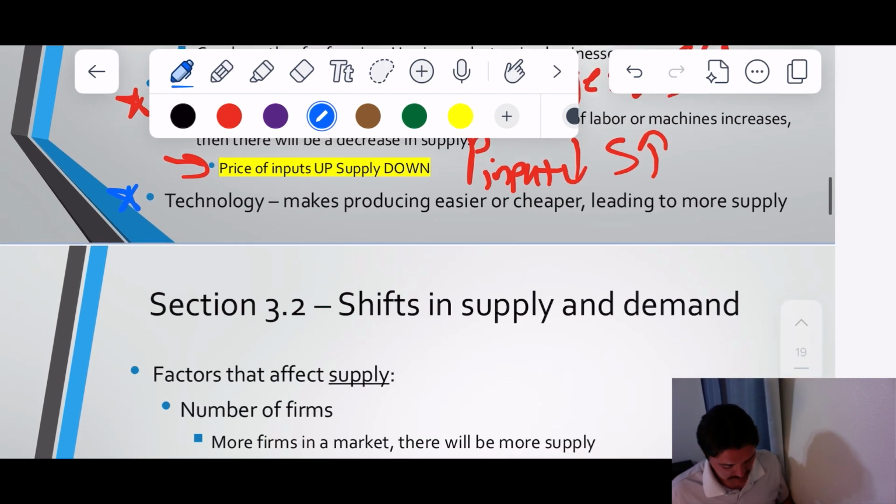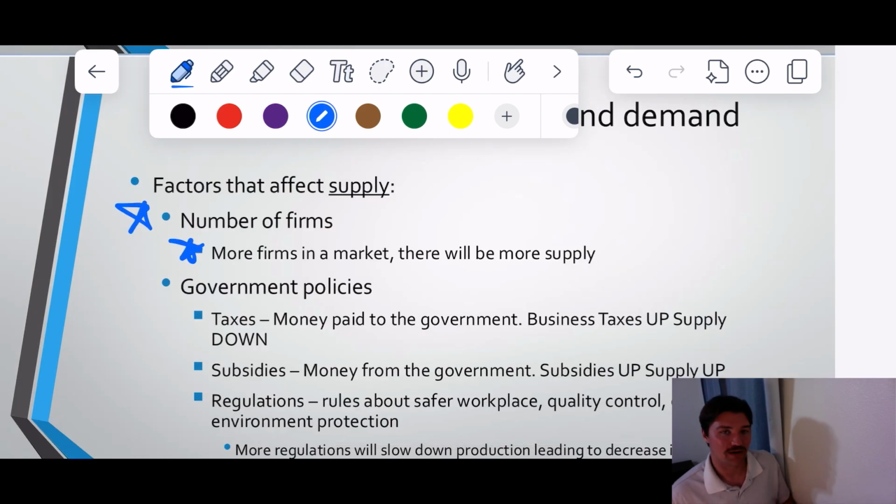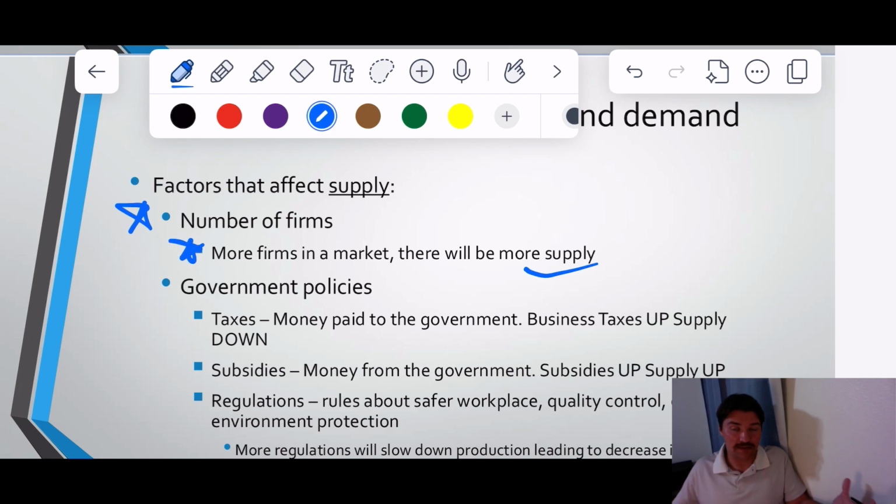Number of firms obviously does affect the supply. If there are more coffee shops in your town, guess what? That means there is more supply of coffee, right? More firms, more supply. If firms start shutting down, instead of that favorite coffee shop that you had, you now can't go there, so you have to go somewhere else. So the entire total amount of coffee that was supplied has now diminished.